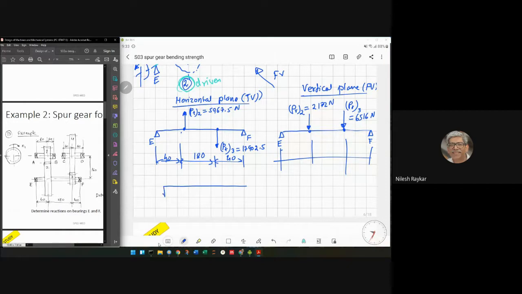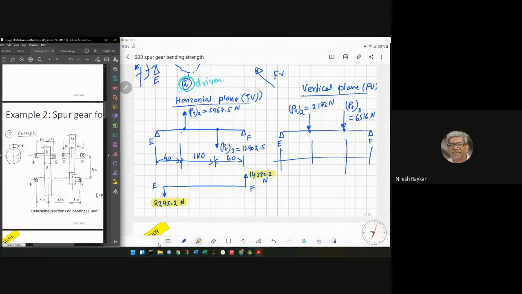horizontal reactions. This is 2295. Note that I have not done the intermediate calculation; I am directly giving the answer. So this is E and this is F. This is 14230.2 newtons.